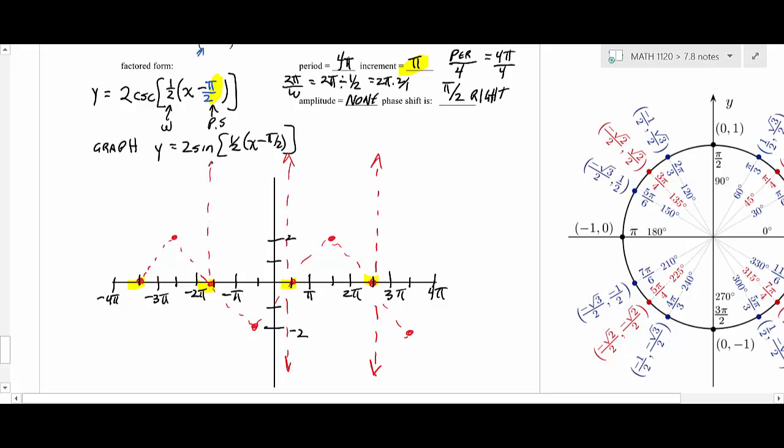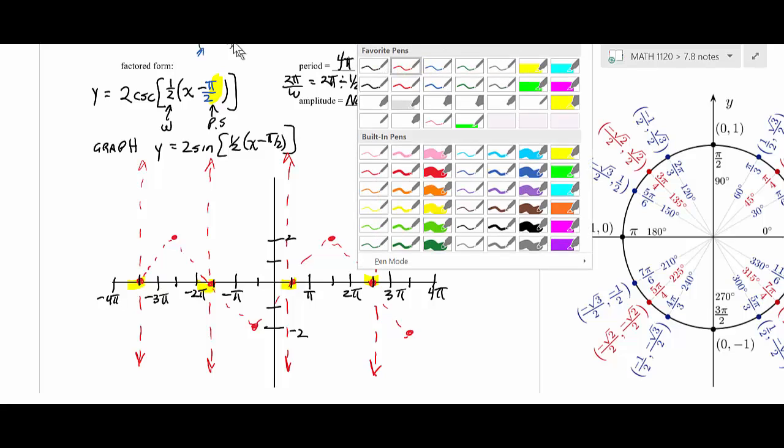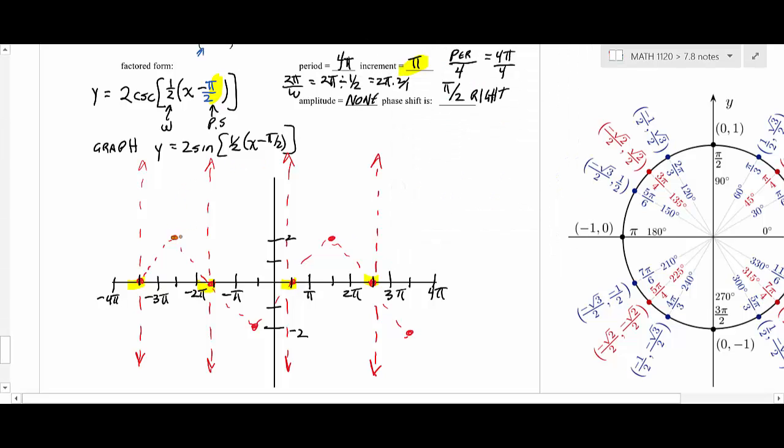Okay, and then the U-shapes, just sketch them the right way. They don't have to be super accurate. Once you get the asymptotes and the sine, then you've got the framework built to where it's pretty easy to do this thing then. Okay, like that. So now we just do that.